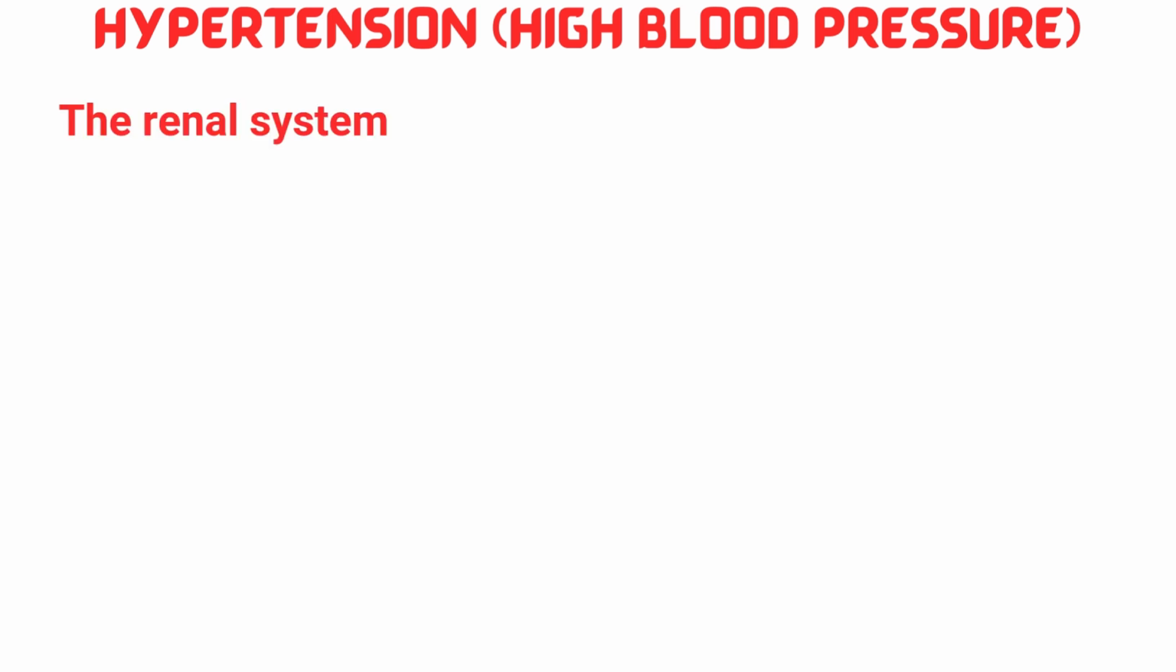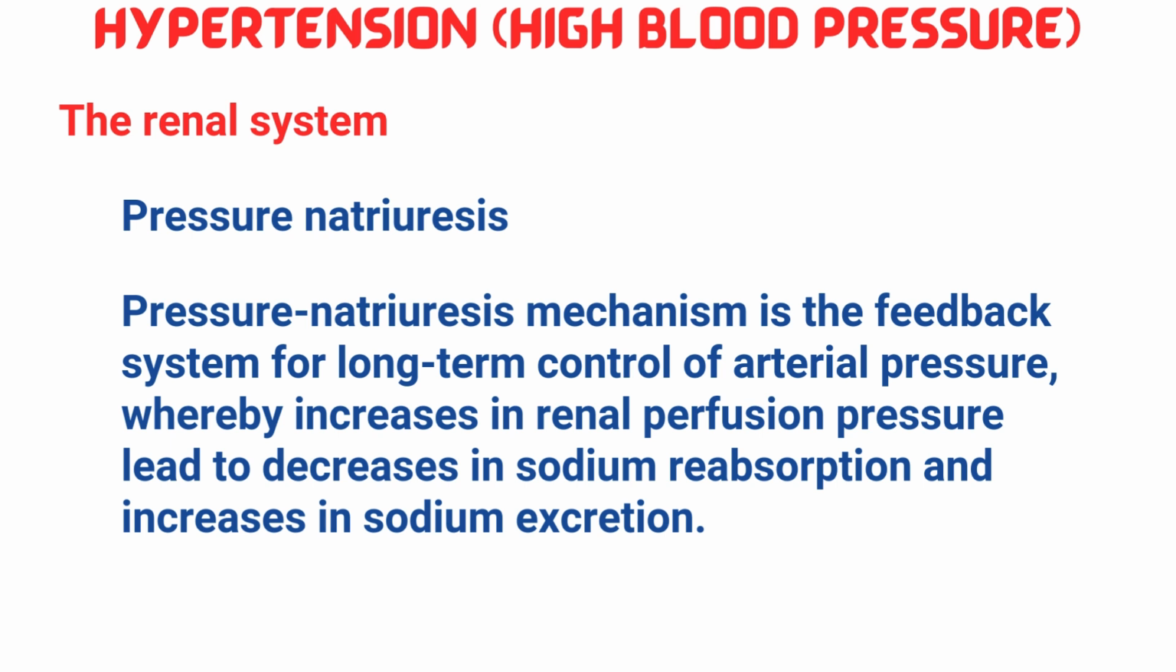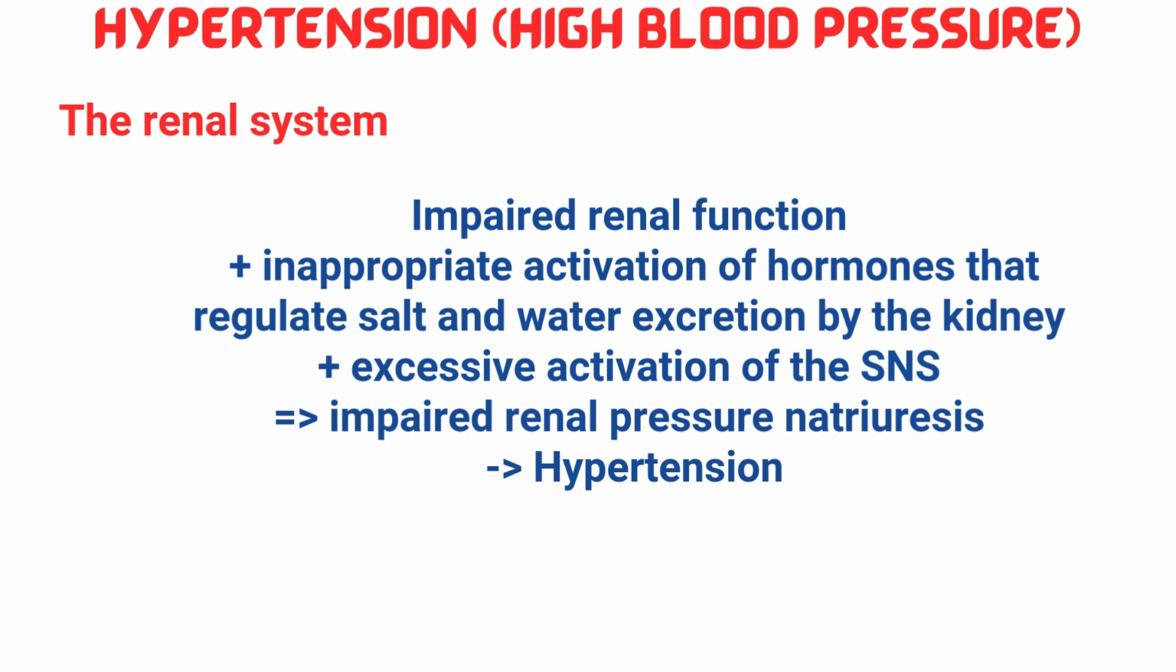The renal system plays an important role in hypertension pathophysiology because the kidneys regulate blood pressure. The pathophysiology of hypertension involves the impairment of renal pressure natriuresis. The pressure natriuresis mechanism is the feedback system in which high blood pressure causes an increase in sodium and water excretion by the kidney that leads to a reduction of the blood pressure. Pressure natriuresis can be impaired by renal dysfunction, inappropriate activation of hormones that regulate salt and water excretion by the kidney, such as in the renin-angiotensin-aldosterone system, or excessive activation of the sympathetic nervous system.